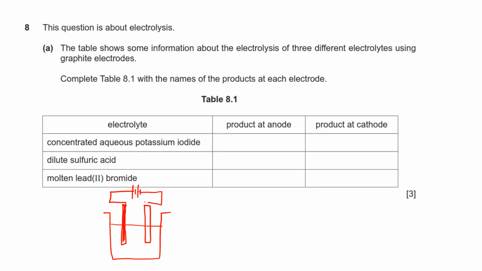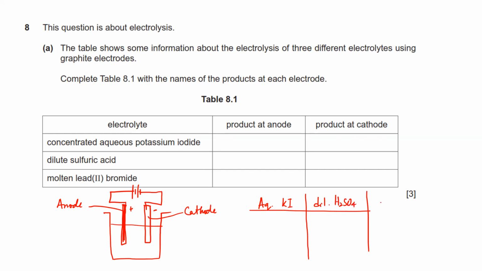Pardon my drawing. This is positive, this is negative. Say this is my positive electrode, this is my negative. This is the anode on the positive side, and this is the cathode on the negative side. So for the first case, aqueous potassium iodide. Then I have dilute sulfuric acid. Then I have lead bromide.